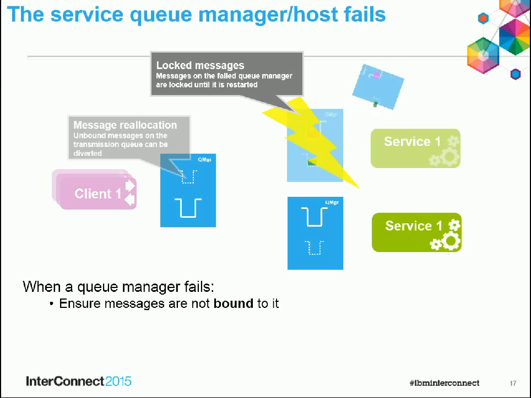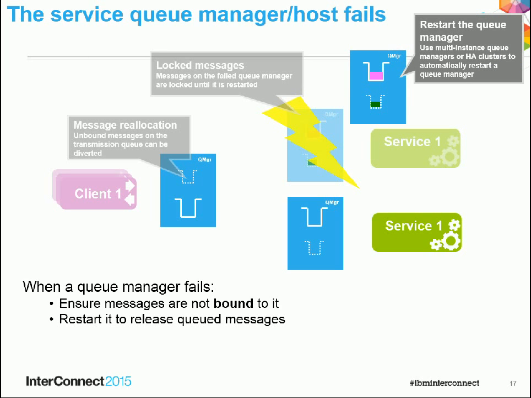Now, that could be using an HA cluster, it could be using multi-instance queue managers, it could just be going in manually and restarting the queue manager, or restarting the system. Obviously, each of those have different things to consider, and also different speeds of getting up and running again. But the essence here is just to realize that for any messages locked on that particular queue manager, you need to get that queue manager up and running somewhere, even if it's not in the same place.